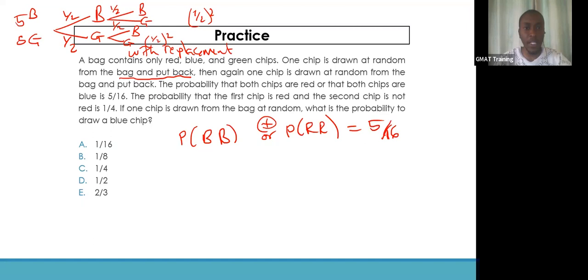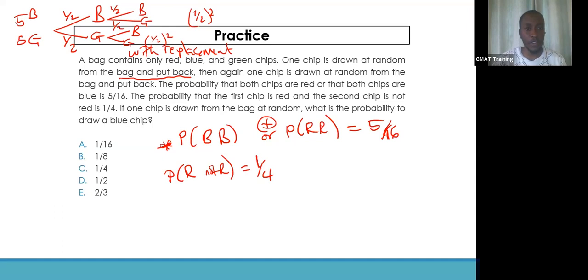Then the probability that the first chip is red and the second chip is not red is a quarter. So we have the probability of the first chip being red and the second one can be blue, or say the first chip is red and the second one is not red. The proportion of the rest. This is a quarter.